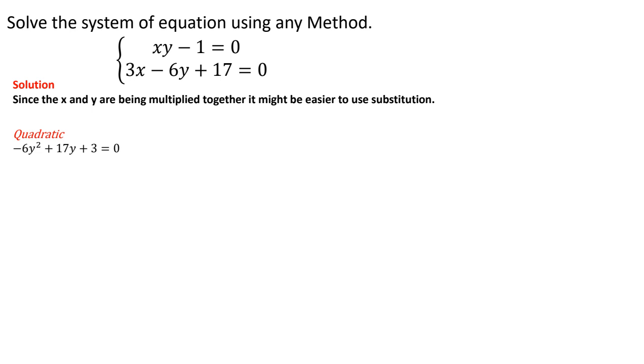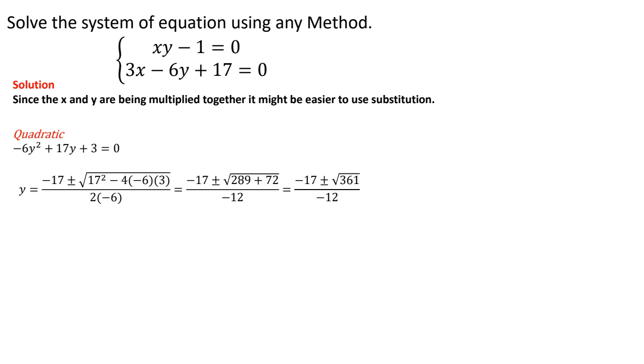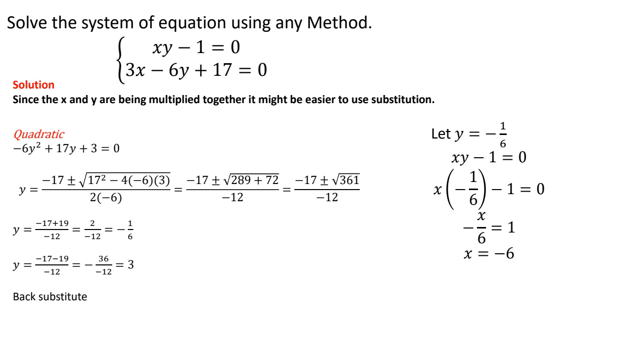Let's go ahead and use our famous quadratic equation that can solve any x-intercept. And when I do this, again, I'm going to end up with two solutions. I end up with y equals negative 1 over 6 and y equals 3. Okay, I'm going to do back substitution to get my other point. I'm going to start with the negative 1 over 6.